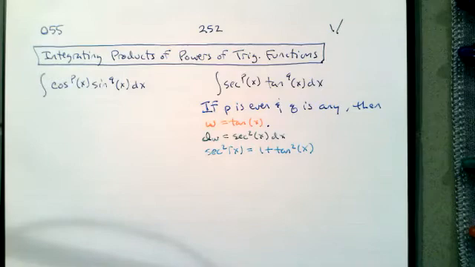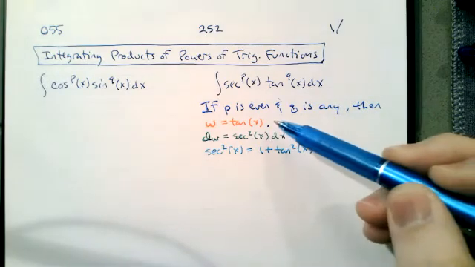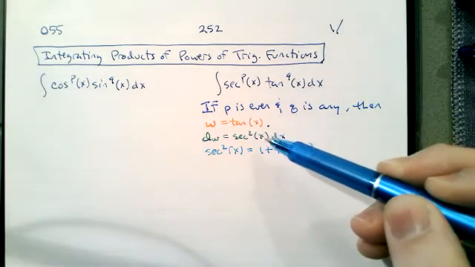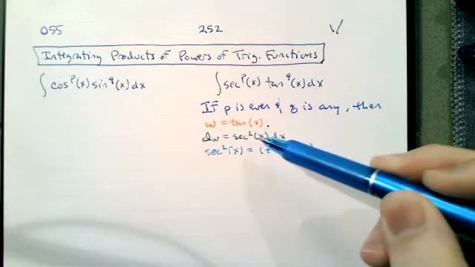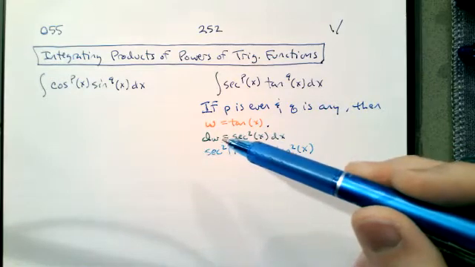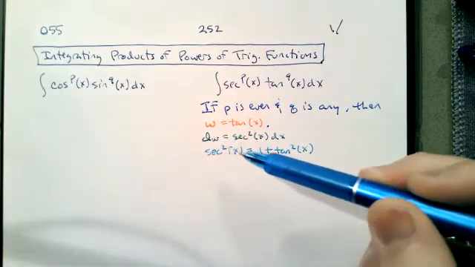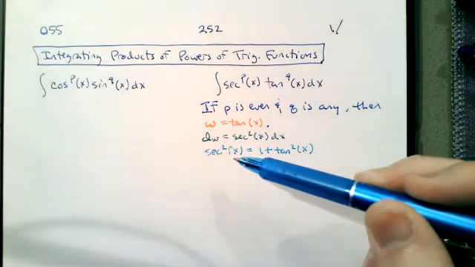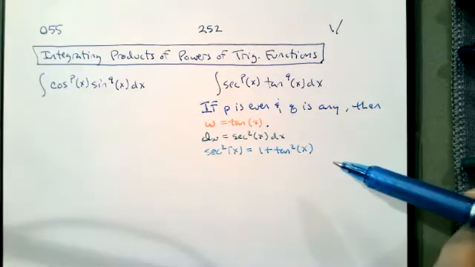But when we convert the rest, we have to convert in pairs. So convert the rest only works in pairs. So that's why we need P to be even. We need an even power of secants to make tangent the substitution. I need 2 factors of secant to be the dw. And then I need the rest to come in pairs so that I don't end up with square roots.